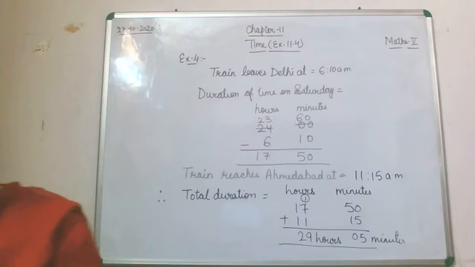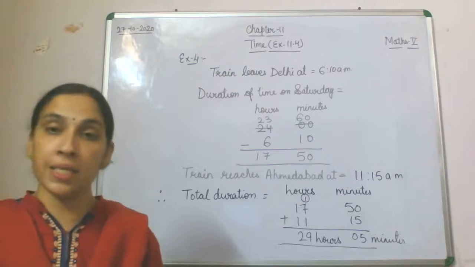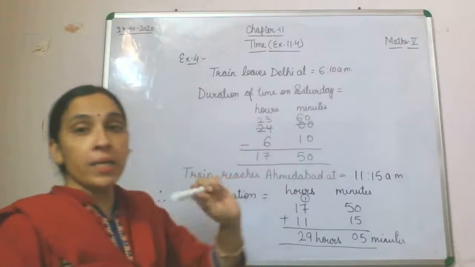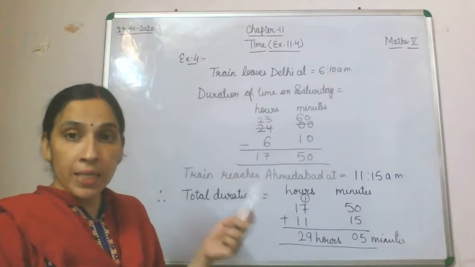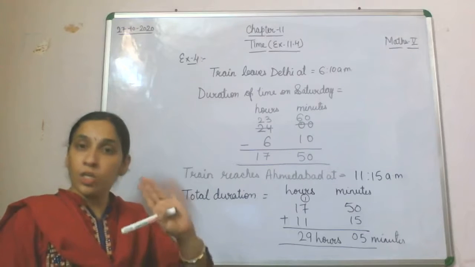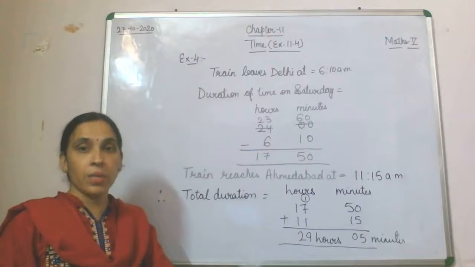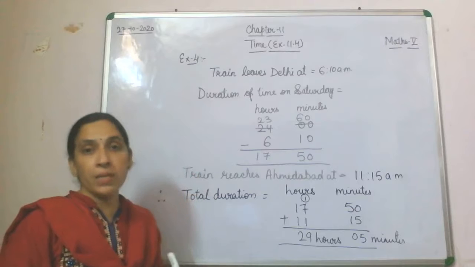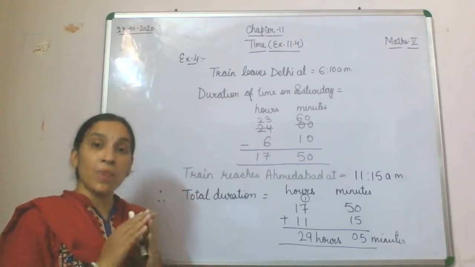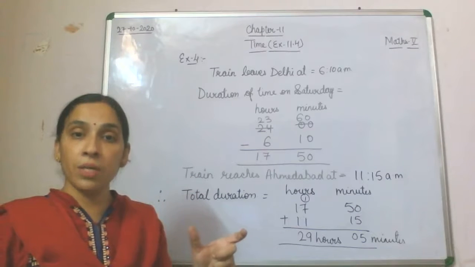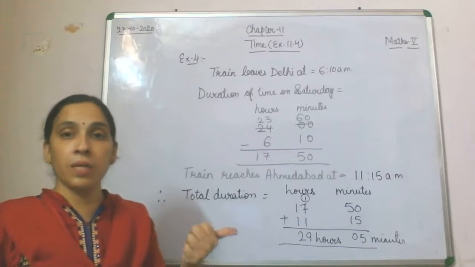So what have we seen in this question? We have seen a train leaves Delhi at 6:10 am. That I have written. And the duration of Saturday we are going to find out separately, because when we are talking about days, the duration of the first day we are going to find out separately, the duration of the second day we are going to find out separately, the duration of the third day we are going to find out separately. And when we are talking about days, then the number of days in a particular month, that we are going to find out separately.